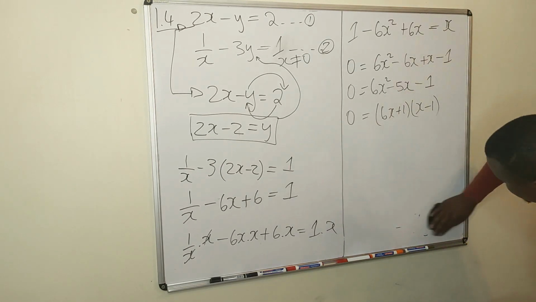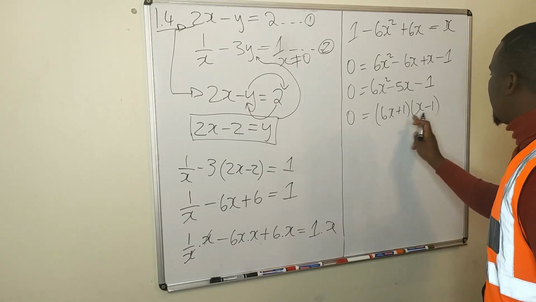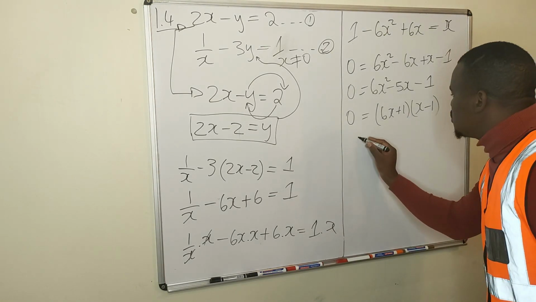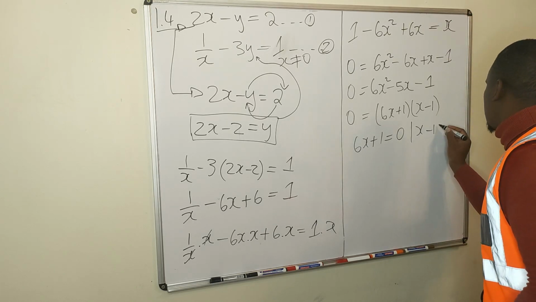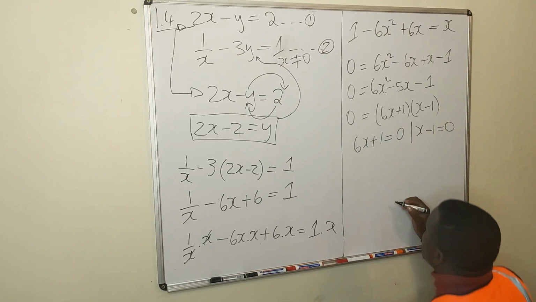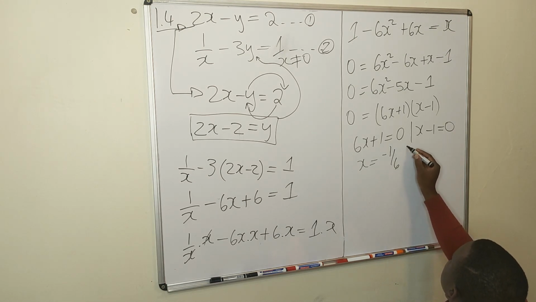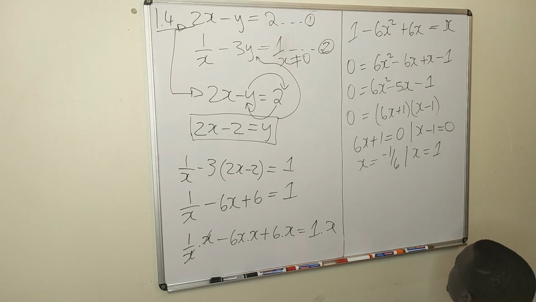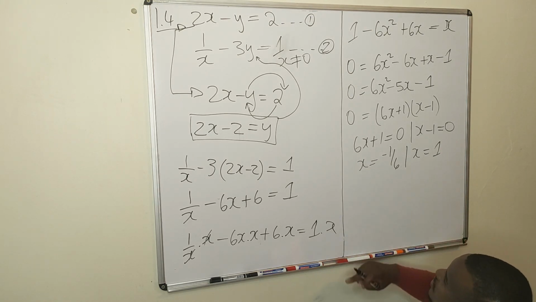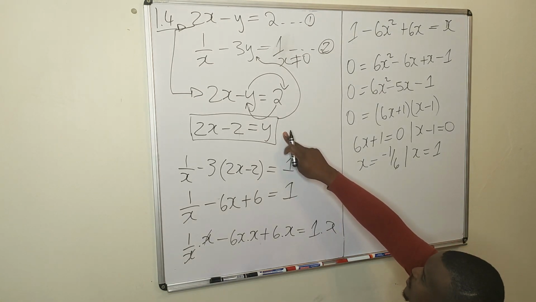So the values of x, if you multiply these two and the answer is 0, means 6x plus 1 is equal to 0, or x minus 1 is equal to 0. That would imply that your x is equal to minus 1 over 6, or your x is equal to 1. So now, you have your x values, now you want the y values. So to find the y values, you substitute them into this equation here.